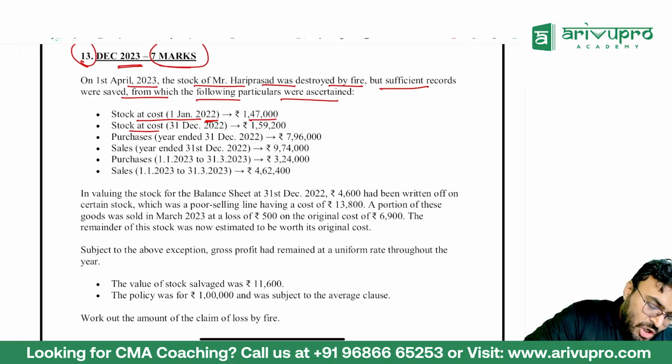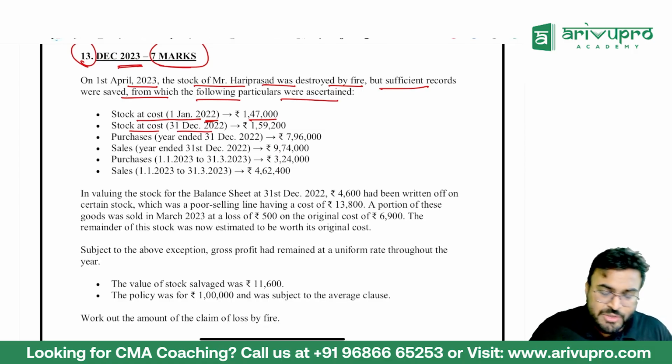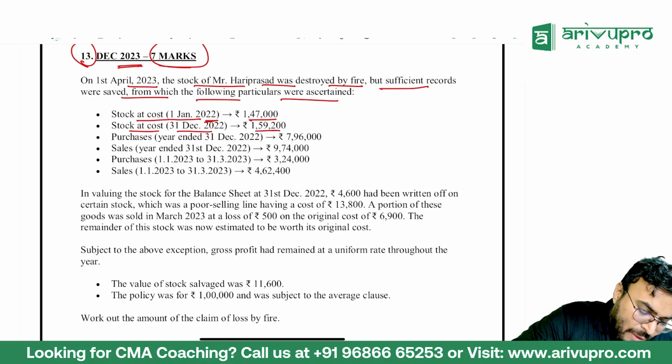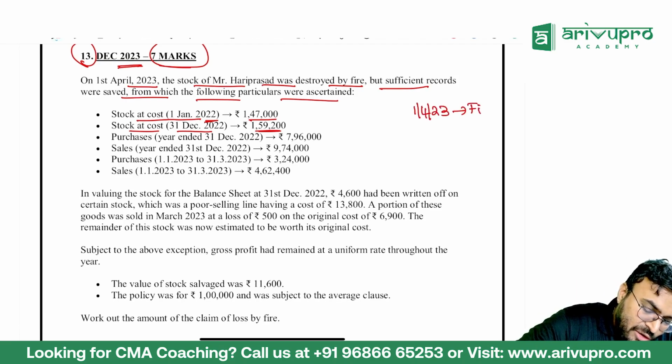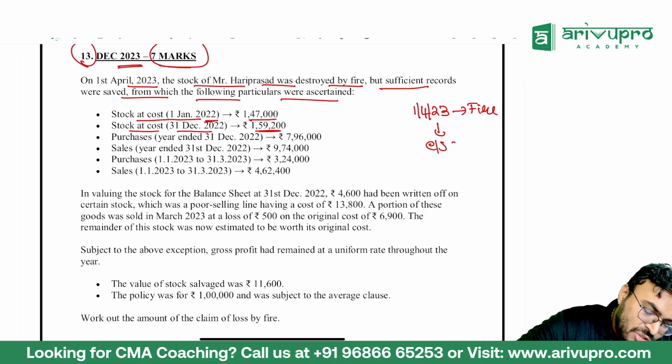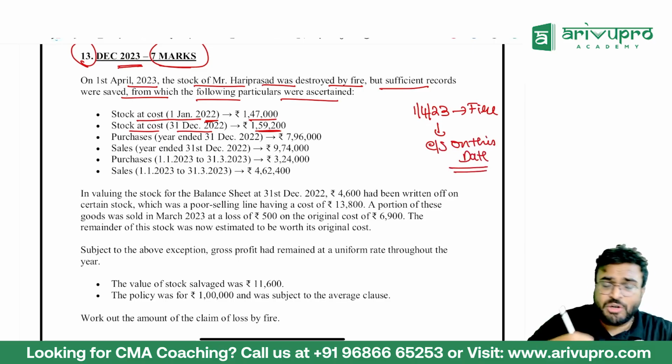Clear? Now, stock at cost 31st December 2022 was 1,59,200. Now, when did the fire occur? 1st April 2023 is the incident of fire. So, we need to know what is the closing stock on this date. On this date, what is the closing stock? We need to find that.